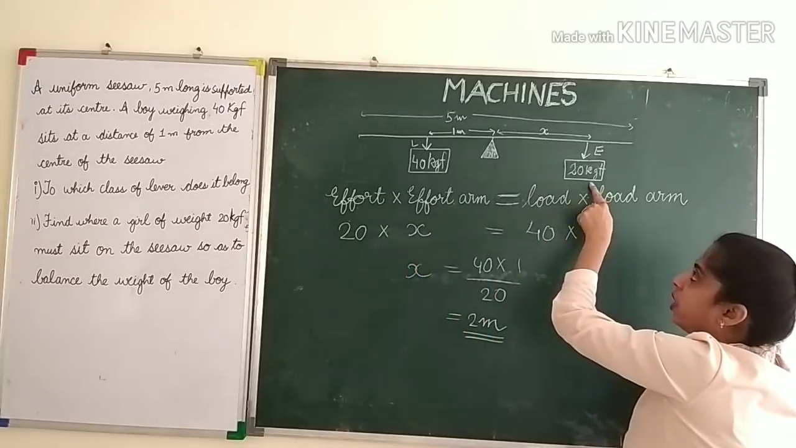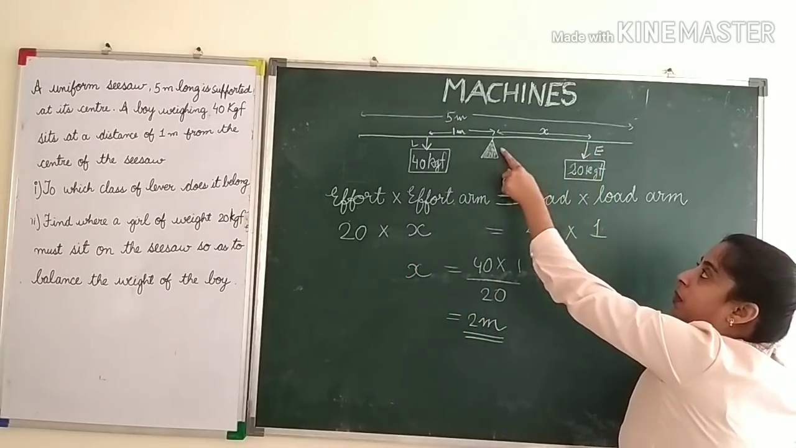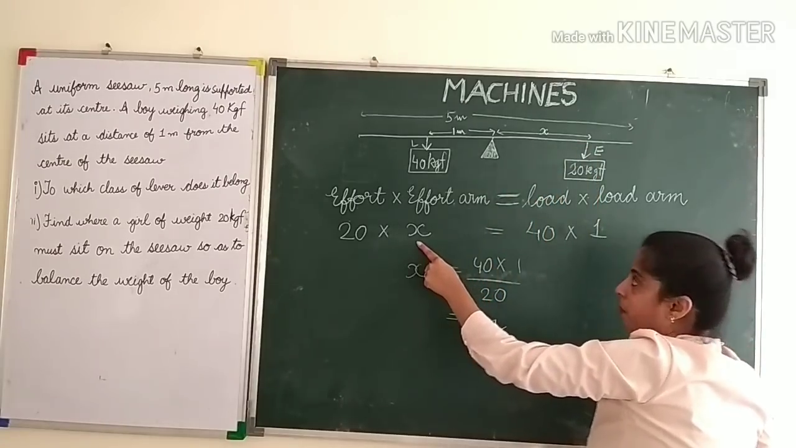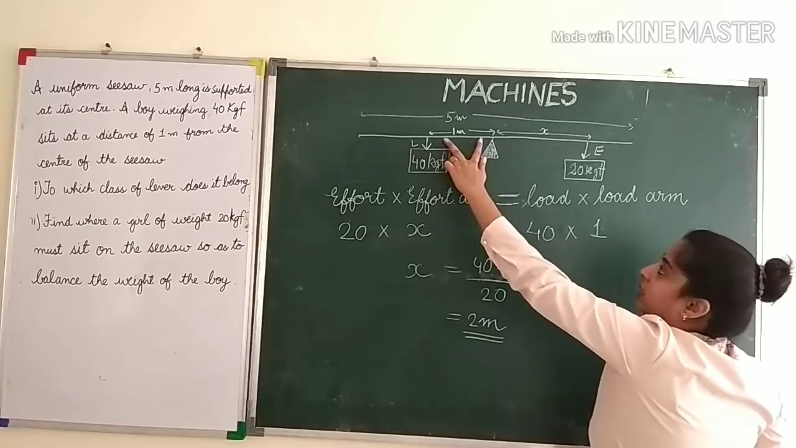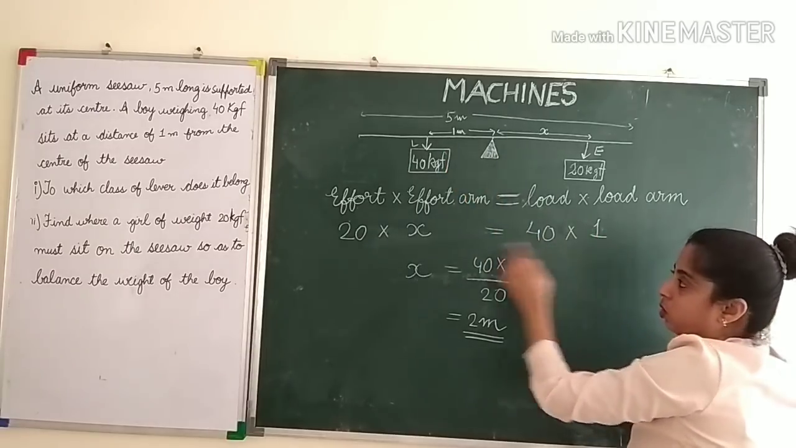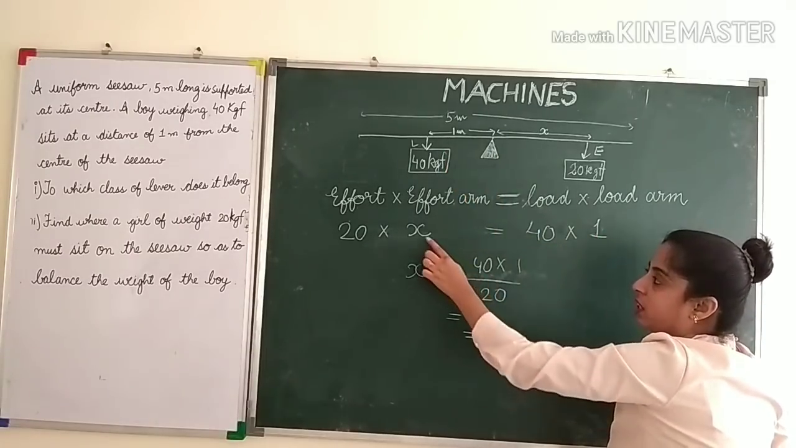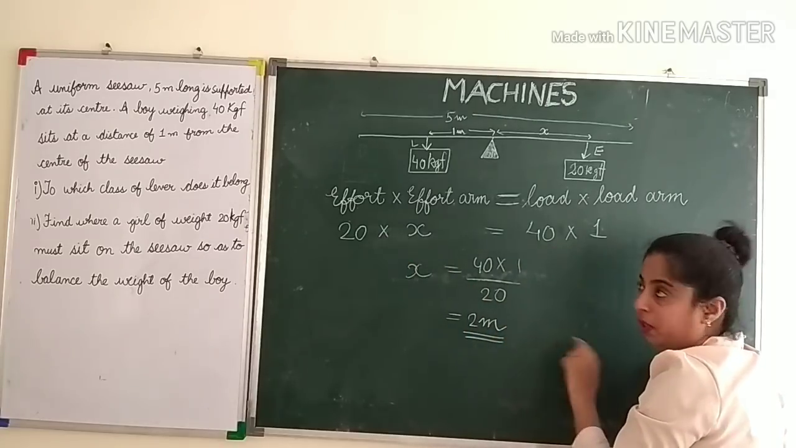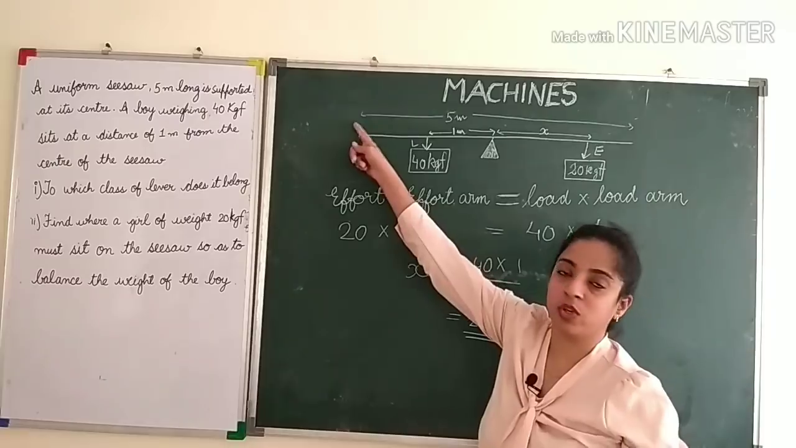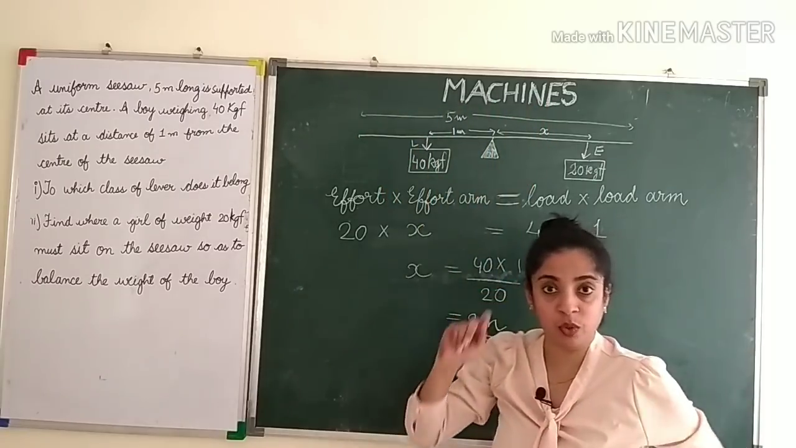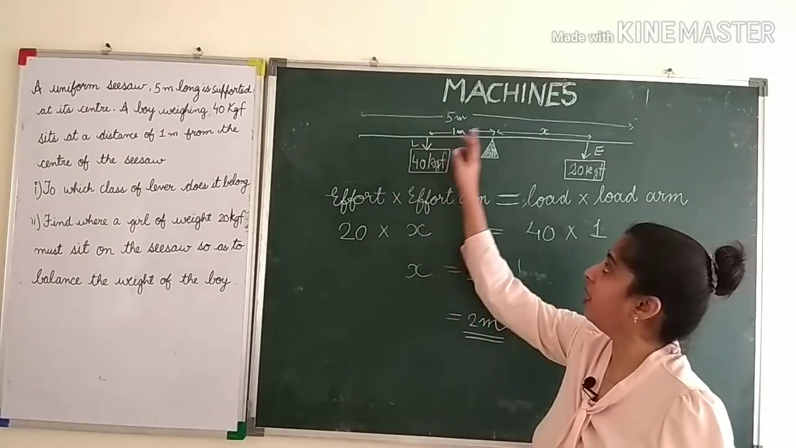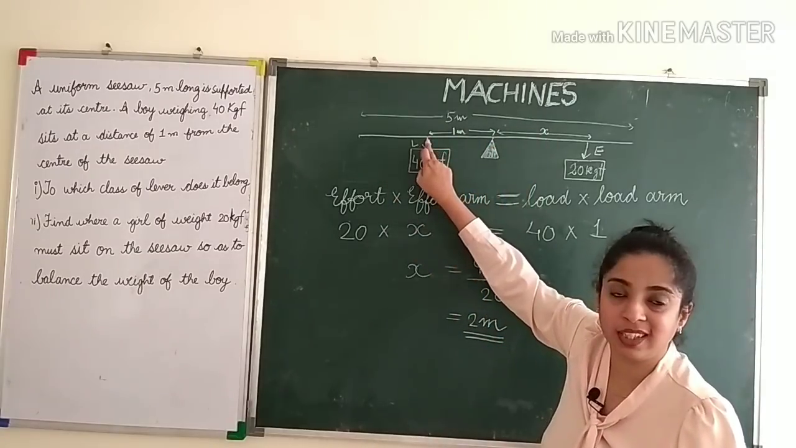So here effort is 20 kgf. The distance between fulcrum and effort is not given, so effort arm is x. Load is 40 and this distance is 1. So we will substitute everything and find the unknown. So x is 40 into 1 upon 20, which is 2 meter. So here 5 meter was just given there to confuse you. But in exams they can tell you that it is hung at this particular distance.